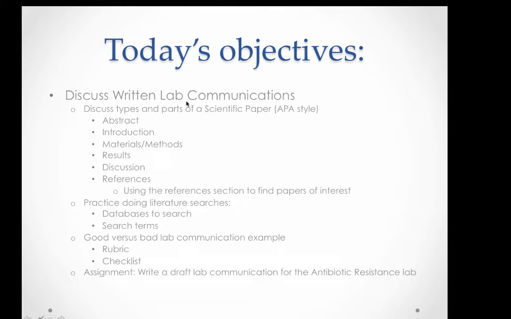So what is a lab communication and what are the parts that we usually have in a lab communication? We're going to compare that specifically to a scientific paper, generally written in APA style. Scientific papers will have abstract, introduction, materials and methods, results, discussion, and references. I'm also going to mention how you might use the references in a backwards fashion to go backwards and find papers of interest.